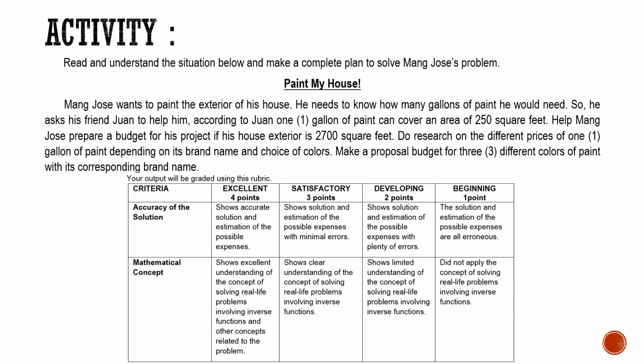So for your activity, read and understand the situation below and make a complete plan to solve Mang Jose's problem. There's a title here: Paint My House. Mang Jose wants to paint the exterior of his house, meaning the outside part of his house. He needs to know how many gallons of paint he would need. So he asked his friend Juan to help him.